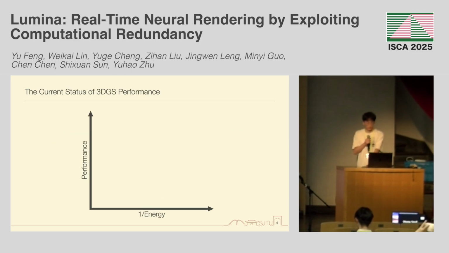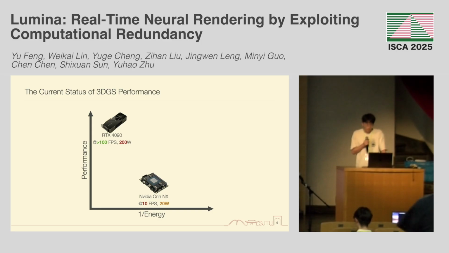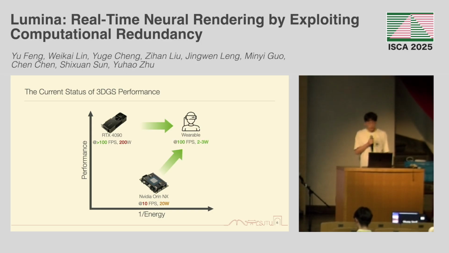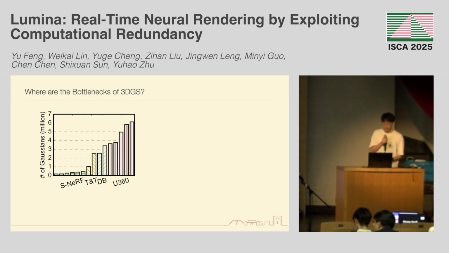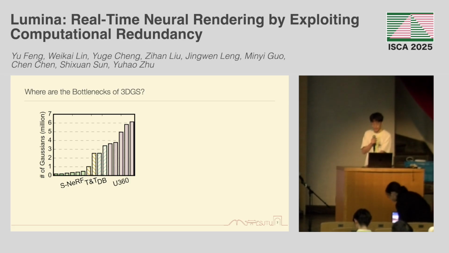However, if we look at the 3D Gaussian performance on off-the-shelf GPUs, we will see that the workstation GPUs can achieve real-time performance, but are too power-hungry. On the other hand, mobile GPUs are more energy efficient, but cannot achieve real-time performance. So our wishful thinking is to achieve real-time performance with an extremely low power budget, which is required for AR and VR. So to do that, let's first understand where the performance bottlenecks are in 3D-GS.